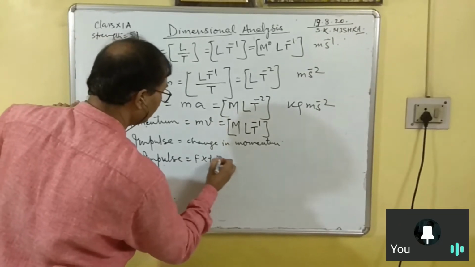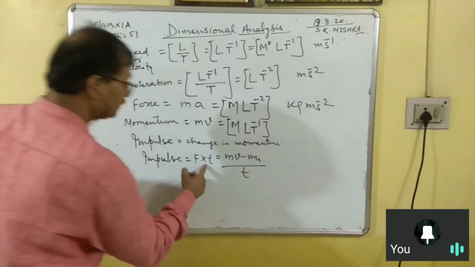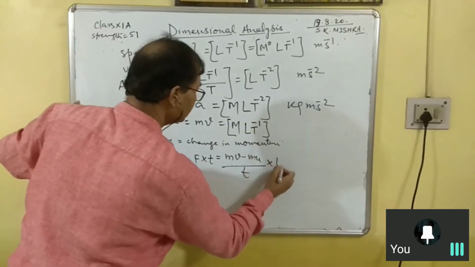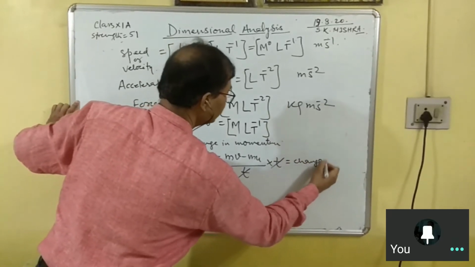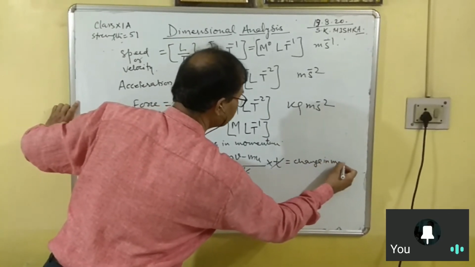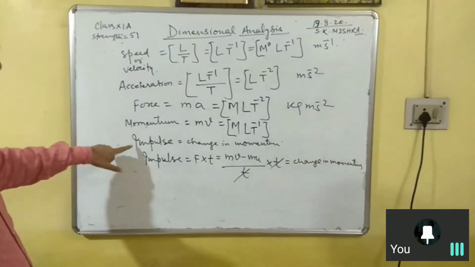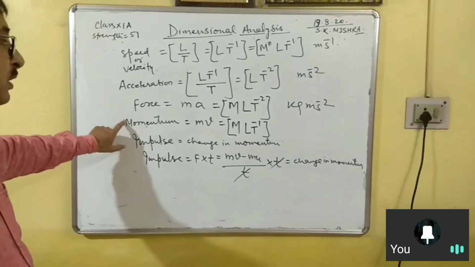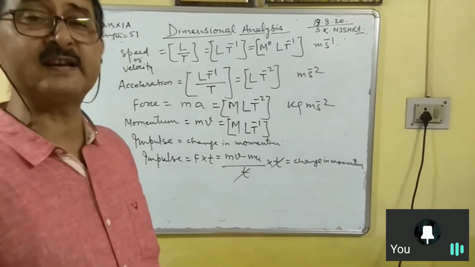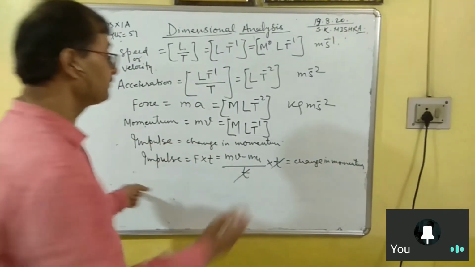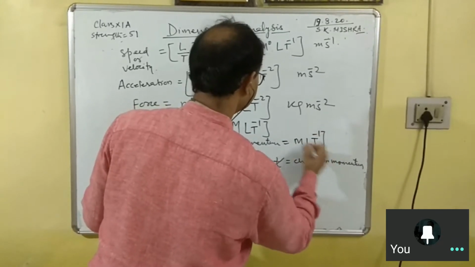Now you know force is change in momentum, mv minus mu by t, into this t, time. So this t will cancel out. So what you get? Change in momentum. So change in momentum is equal to the impulse. What should be the dimension of impulse? The dimension of impulse should be the same as that of momentum because it is change in momentum. Whatever is the dimension of momentum, that is the dimension of change in momentum. So this is equal to M L T minus 1. Okay.